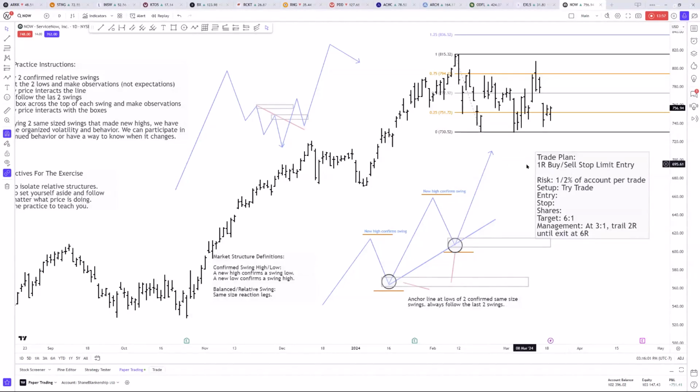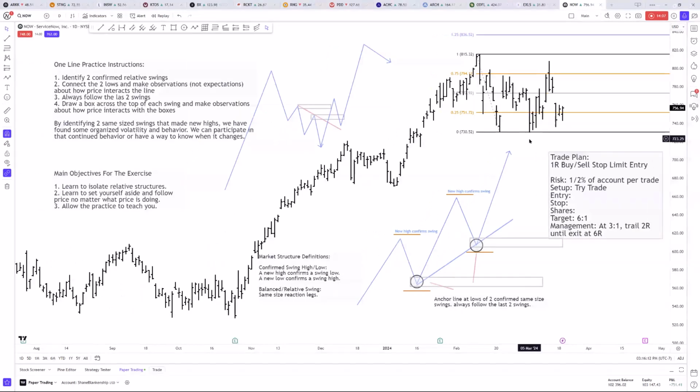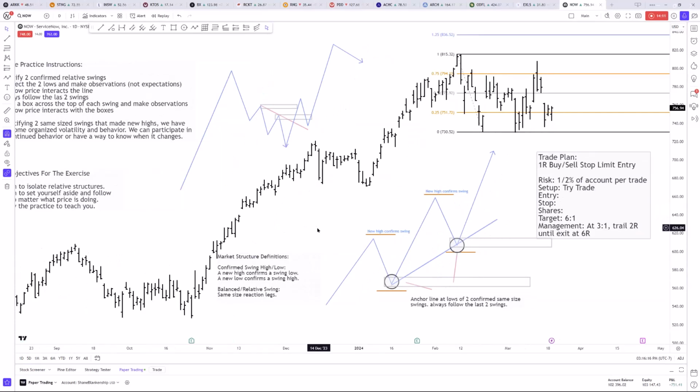I know exactly where I'm going to enter. I know exactly my position sizing. I know exactly where I'm going to exit. I know exactly how I'm going to manage. I do not need to sweat the trade. My methods are built on all of these little market structure lessons I've been given. All right, so here I'm going to enter at the 50% of this reaction leg. I'm just going to let the market take me in. And then I'll put a stop at the 25%. And we'll shoot for 6 to 1.